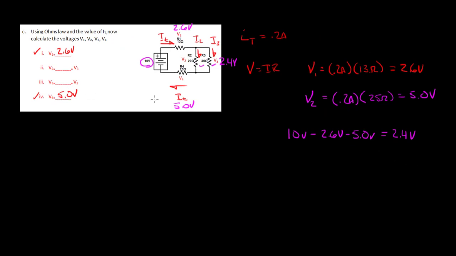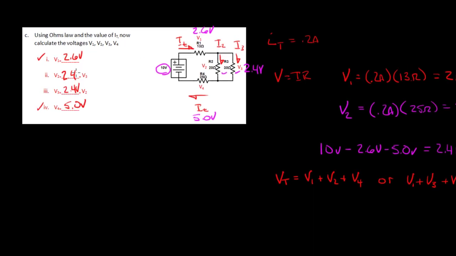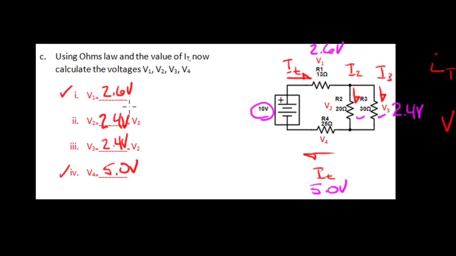V2 and V3 we arrive at by using Kirchhoff's voltage law, which says that Vt is equal to V1 plus V2, which is equal to V3 plus V4. Or I could write this another way and say V1 plus V3, because it's the same thing, plus V4. So I found this by solving and saying that this is equal to 2.4 volts. That's it for the first problem.